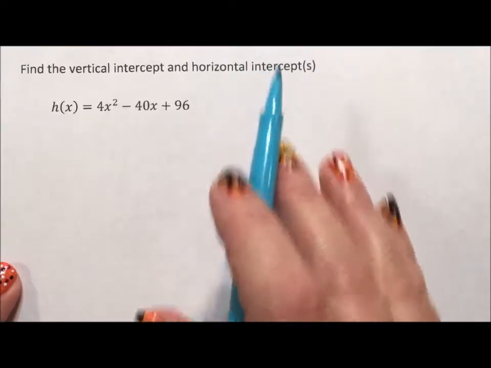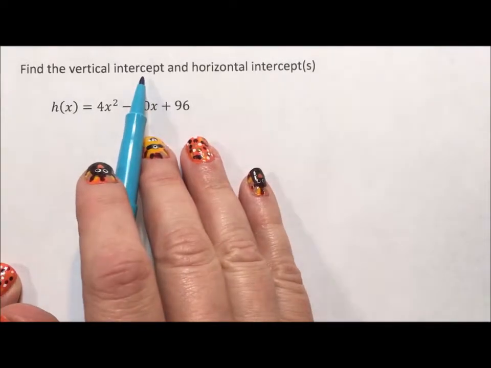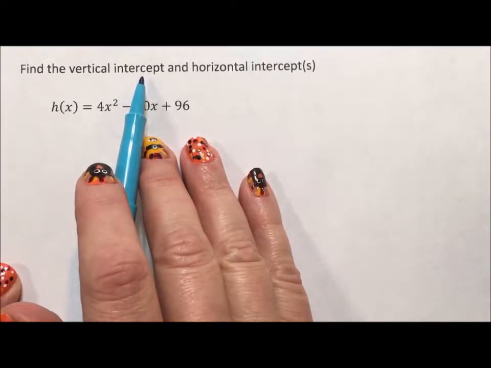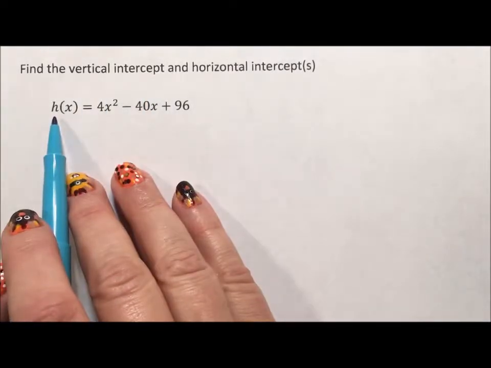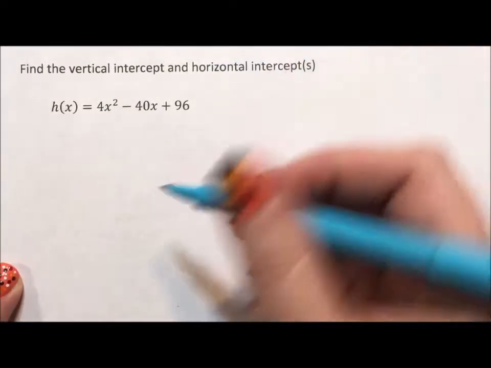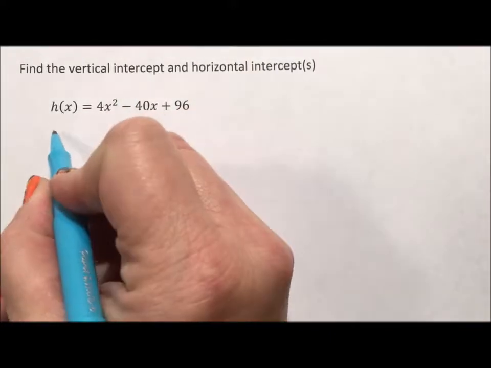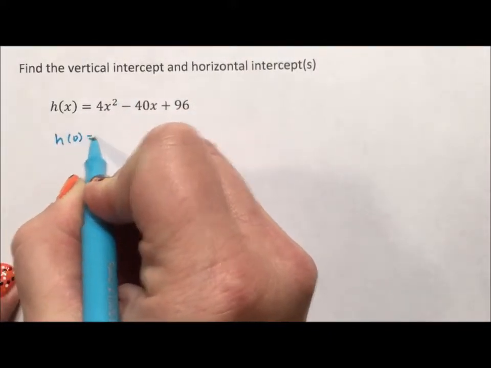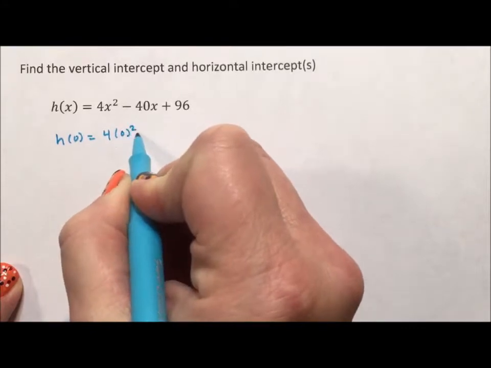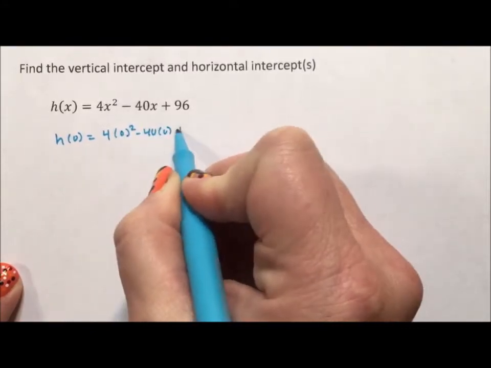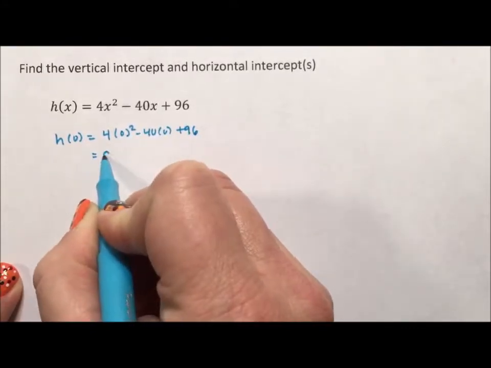Okay, the vertical intercept is where it crosses the vertical axis, or in this case the h axis, traditionally the y-axis, the one that goes vertically. To find the vertical intercept, you set x equal to 0. So h of 0 equals 4 times 0 squared minus 40 times 0 plus 96, which is 96.